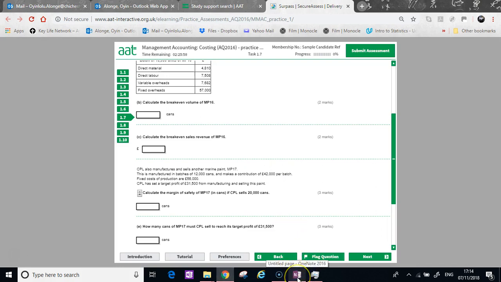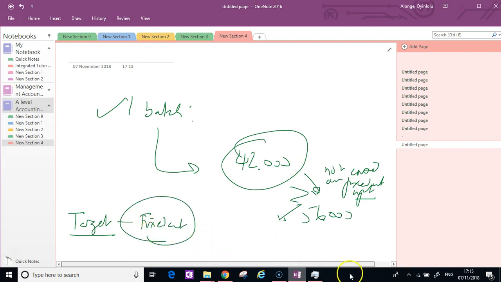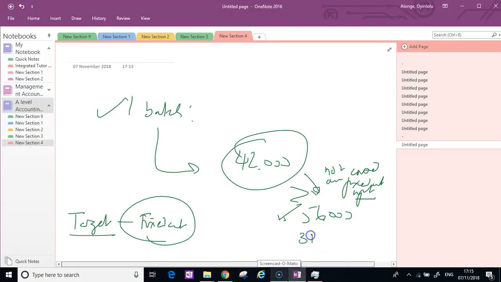if it's set a target profit, this is a combination of questions here. A target profit is saying, okay, in addition to you covering the fixed cost, we also want you to cover this target profit. There's a number of ways of looking at it. You have another fixed cost, or rather another target, in this question we are told 31,500. So before you can settle down, you have another target of 31,500. That's one way of looking at it.